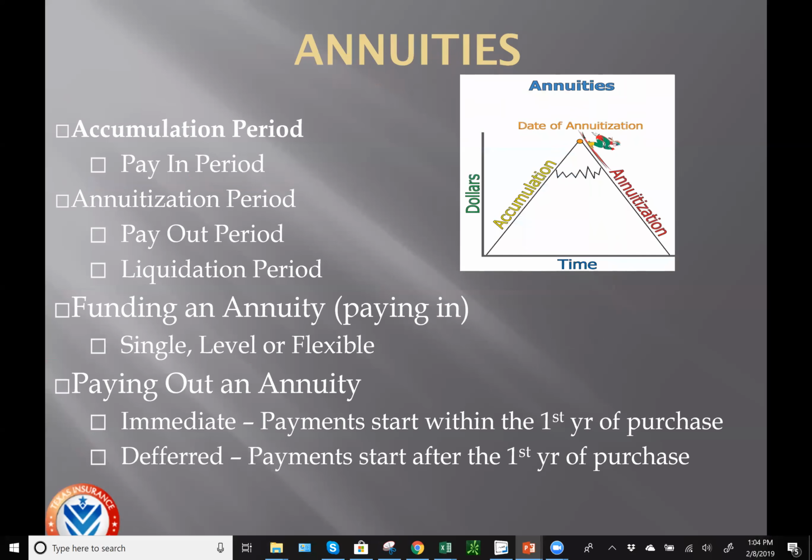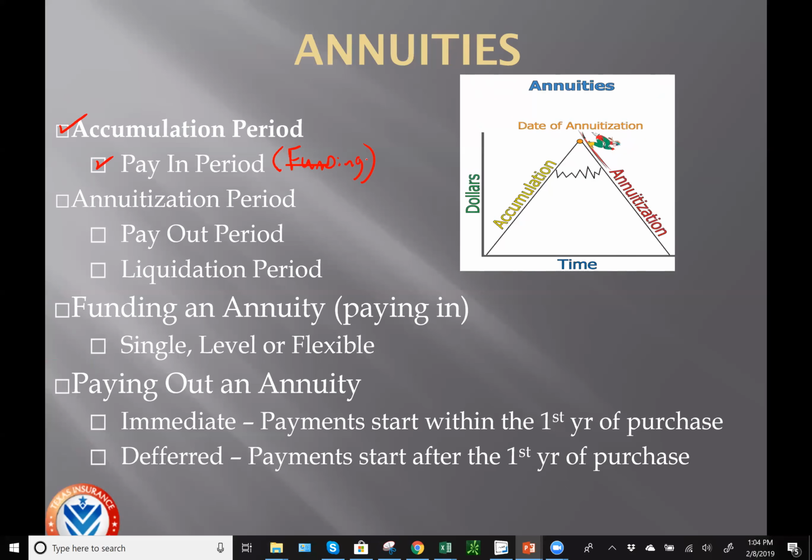All right, some more terminology for you here. There are two periods in an annuity. There is the accumulation period, also called the pay-in period. This is where you are funding your annuity, during the accumulation period.